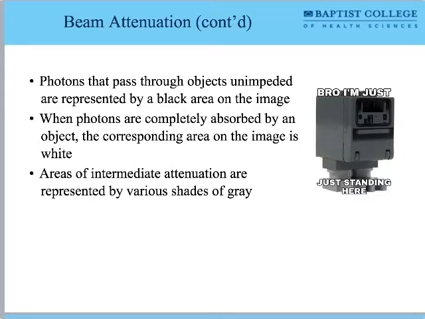If the patient's body does not stop the X-rays, it shows up blacker or more dark on the image receptor, right? It's going to hit the image receptor more. When the photons are completely absorbed by the object, those show up white on the picture. And everything between those two extremes, various shades of gray, is everything in between complete absorption and complete transit.